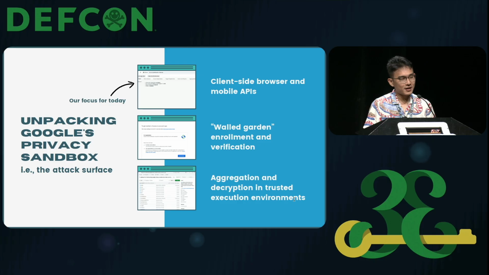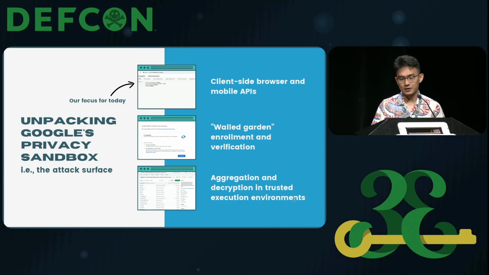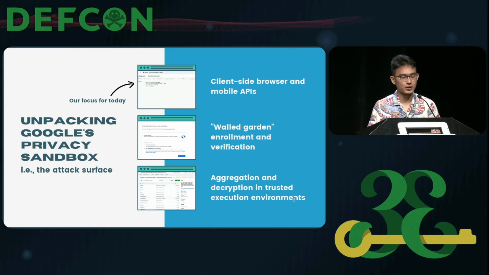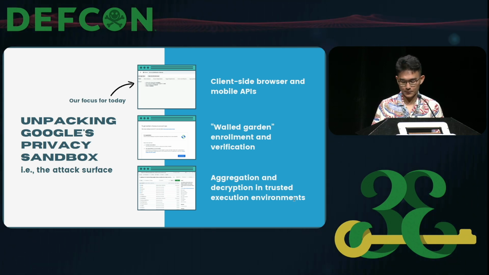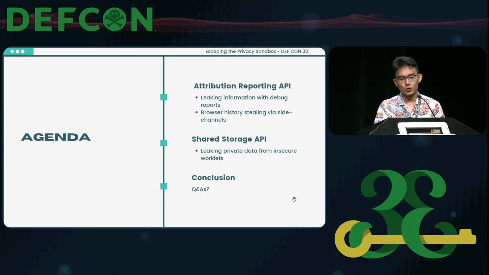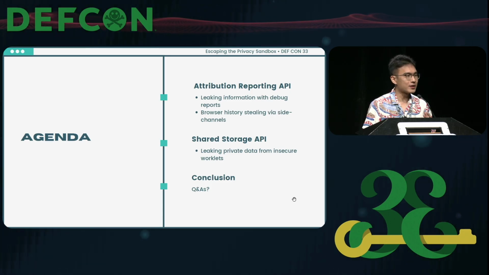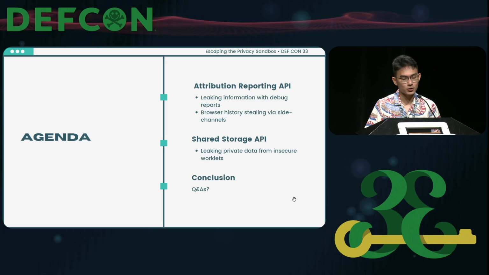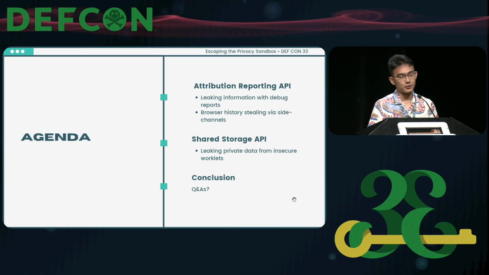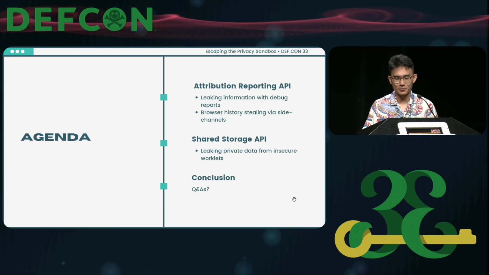But for today, I'm going to focus on client-side browsers and mobile APIs, the client side of this, and there's already a lot that you can do to subvert some of these protections that the Privacy Sandbox offers. So I'm going to go through, I think, 3 weaknesses that I've discovered as part of my deep dive into the Privacy Sandbox. The first is the Attribution Reporting API and how I was able to leak some information through what they call transitional debug reports.